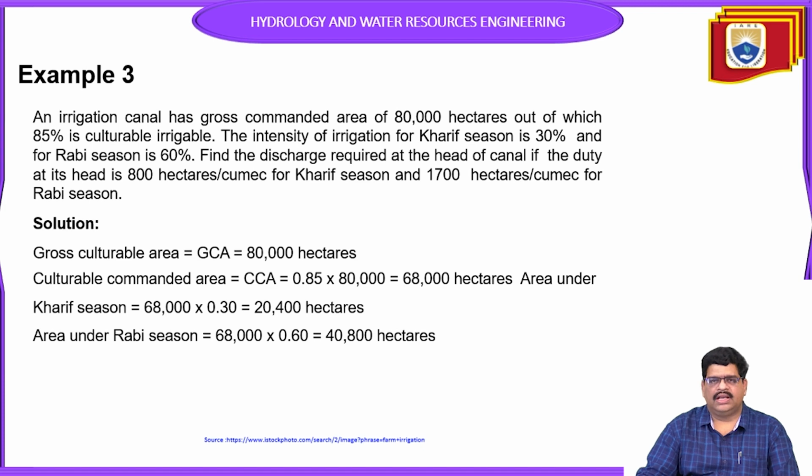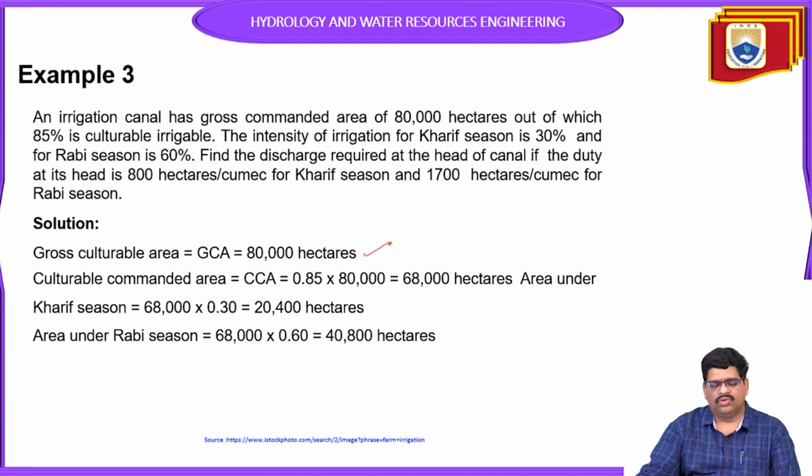Before going to that, what is meant by gross command area? Gross command area is the total area that we consider for irrigation purposes. Whether it is cultivated or non-cultivated, both are mixed in the gross command area. That's why we call it the gross command area. That is the total area, which is equal to 80,000 hectares as given in this problem.